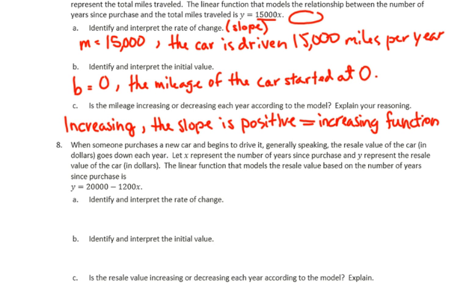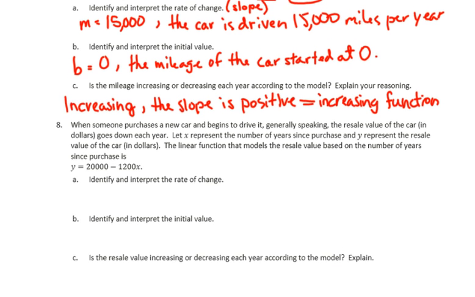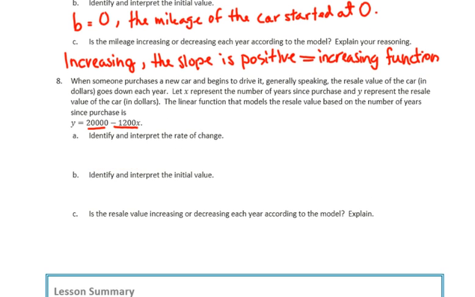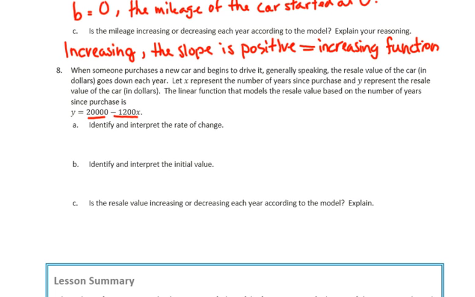When someone purchases a new car and begins to drive it, generally speaking, the resale value of the car in dollars goes down each year. So the longer you own a car, the less it's worth. x is the number of years since you purchase it, and y is the resale value. So this is a new linear function, with 20,000. And if you notice, the slope this time is negative. So part A, identify and interpret the rate of change. My rate of change, or my slope, is negative 1,200.